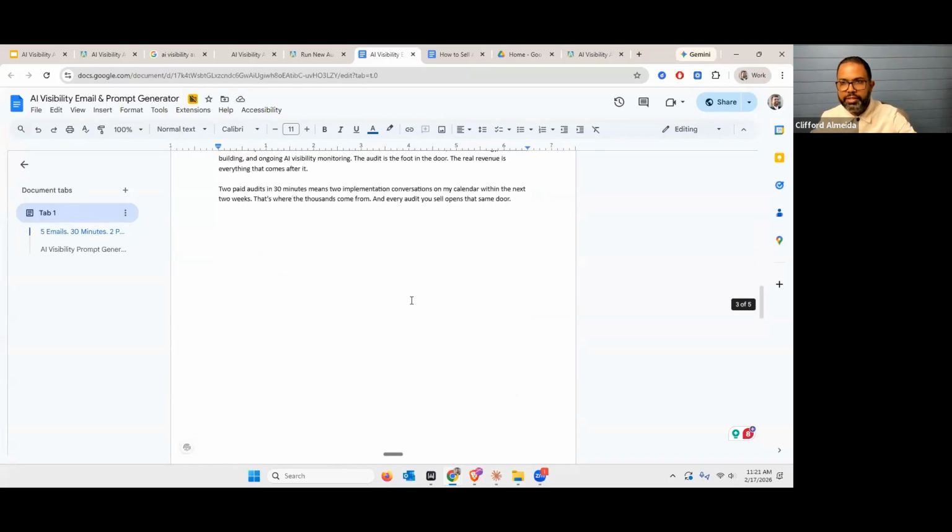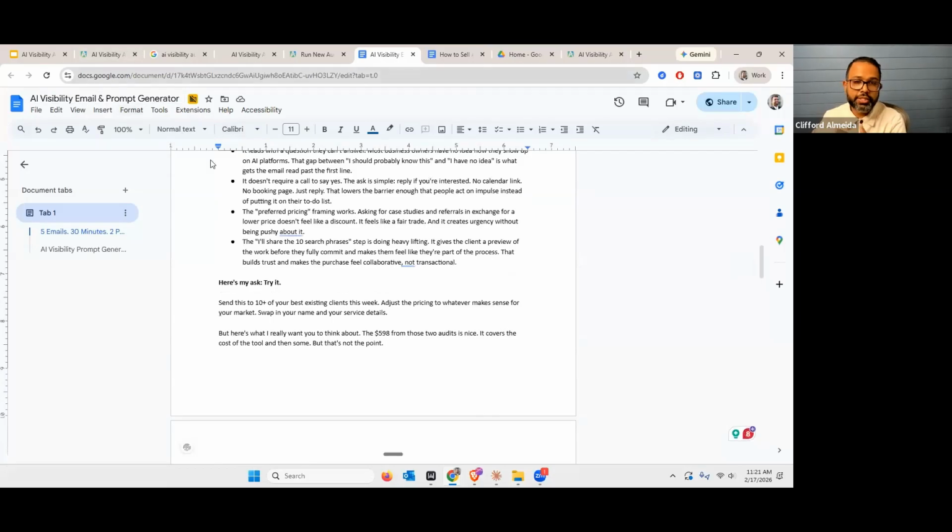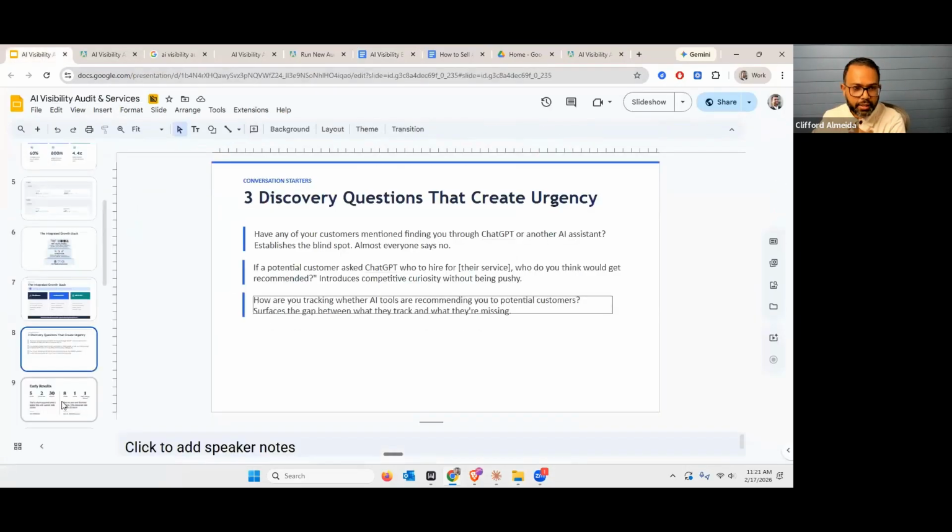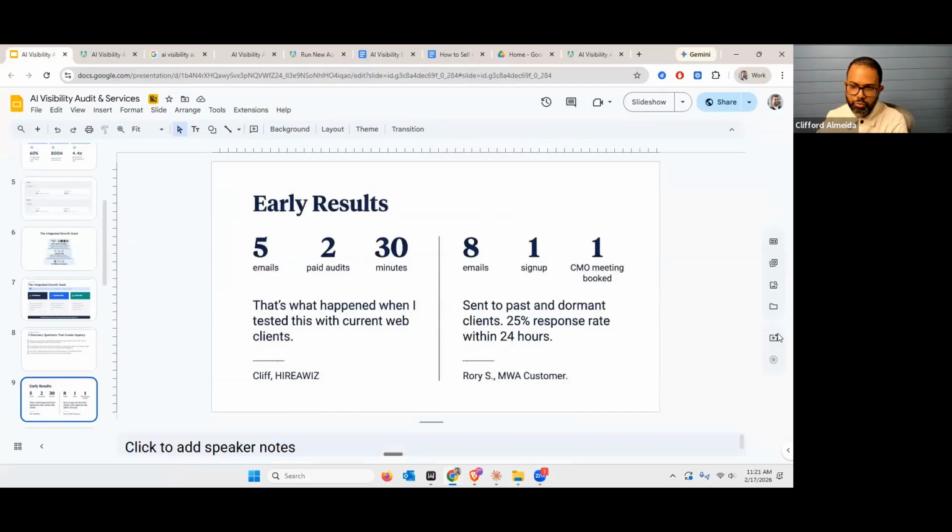I have a breakdown of all of this, and the good news is it works. It didn't just work for me. This same solution, the same model, worked for Rory, who happens to be on the call. So there's no hype here. He sent out this email to 8 people. One person signed up, and one wanted to talk about what this looks like, which would be this week for him. So that is an extremely great response rate.